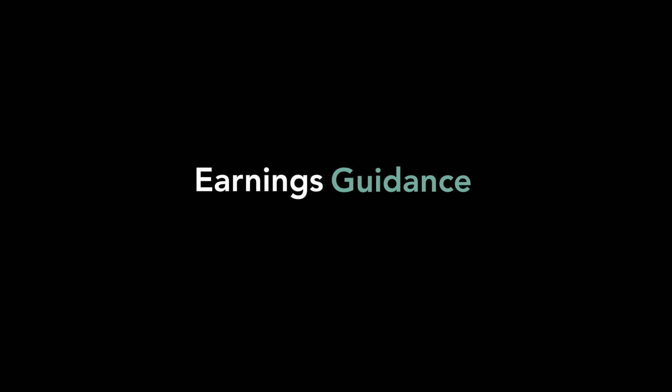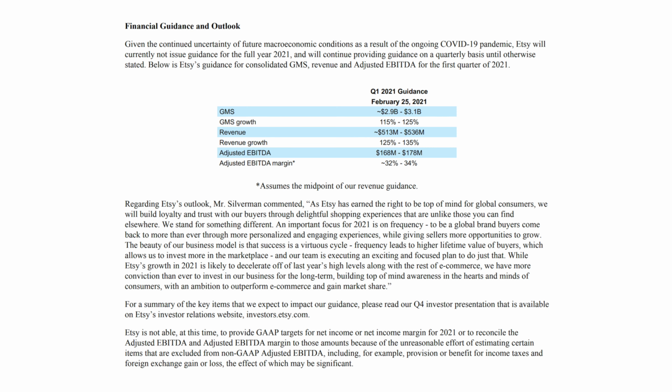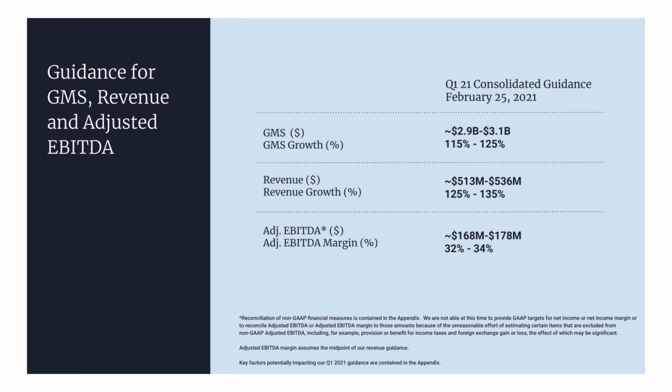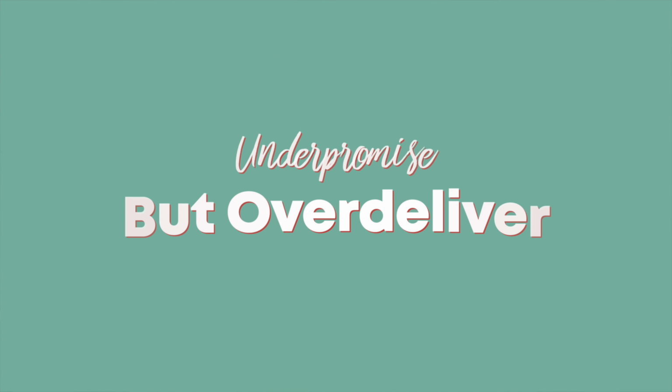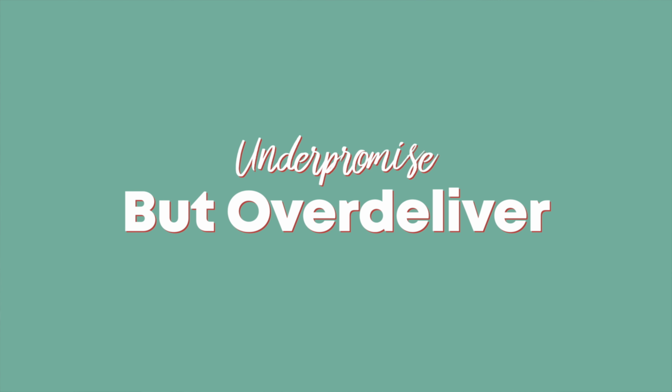Lastly, I want to briefly have a look at management's guidance. Essentially, guidance is a company's own best guess regarding next quarter's earnings. And in Etsy's case, we can find that piece of information in both the press release as well as in their investor presentation. And generally speaking, I like companies that have a long history of under-promising, but then actually over-delivering.